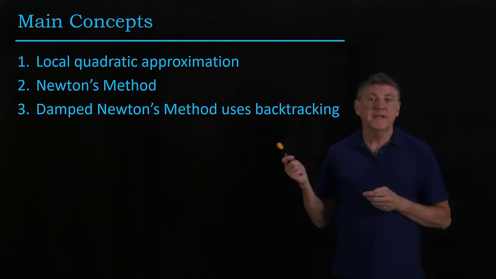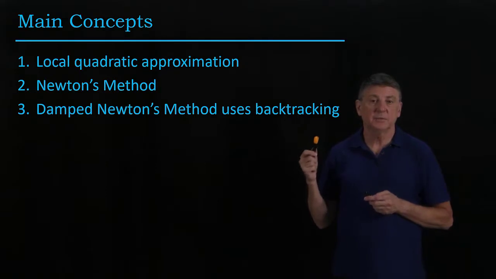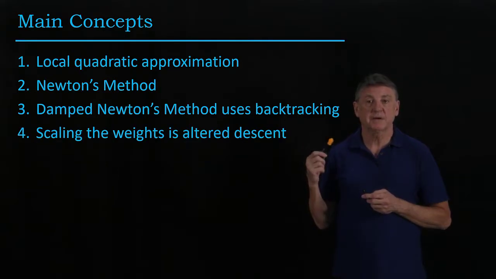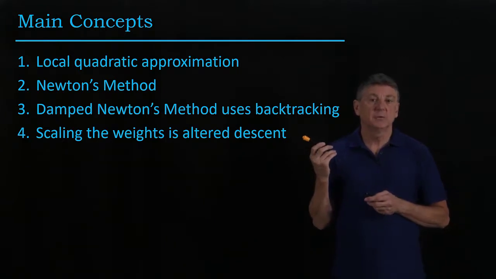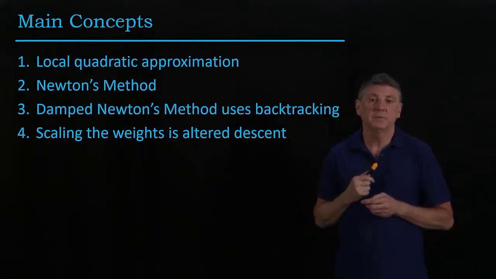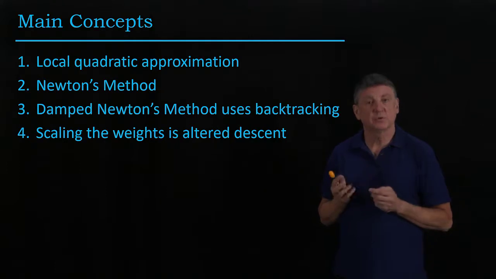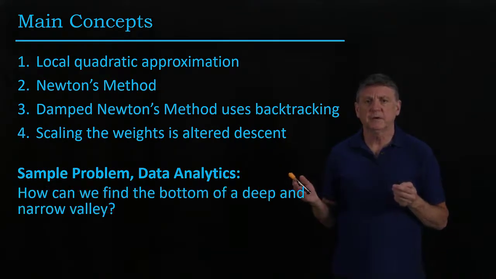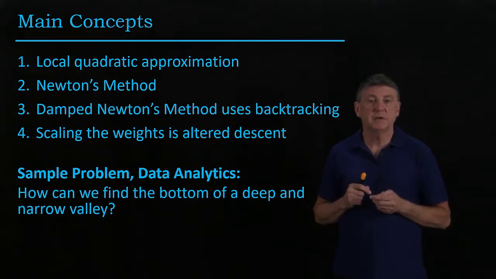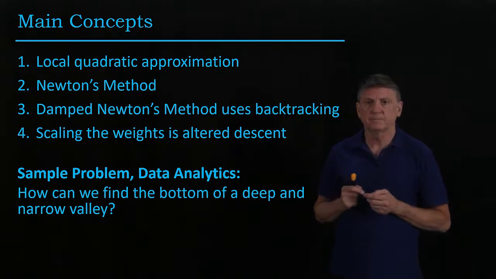We'll refer to damped Newton's method as Newton's method where the step size is selected using backtracking. We'll begin by looking at scaling, and we'll discover that this is a way of doing a steepest descent in an altered fashion. One sample problem that we can explore here is suppose that we have a deep and narrow valley in some data, and we want to get to the bottom of that valley.